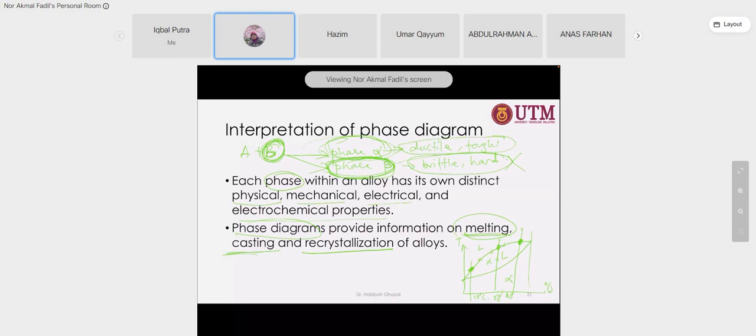Recrystallization. Okay, at what temperature may recrystallization occur? Okay, if you want to do the annealing process, you allow the phenomenon of recrystallization. What temperature for the annealing process? What is it? Annealing temperature? Anyone?